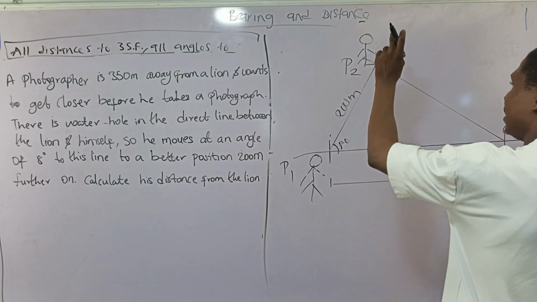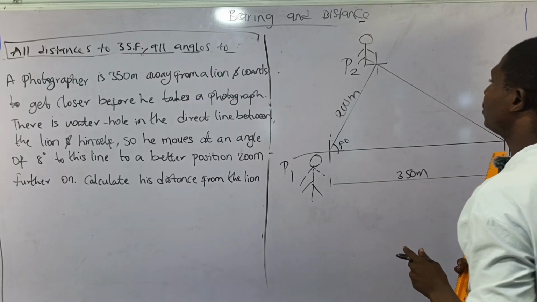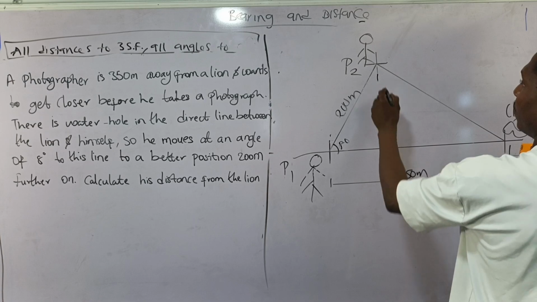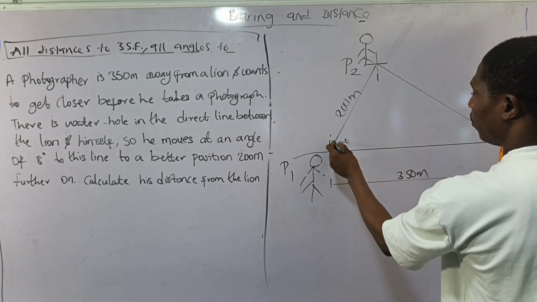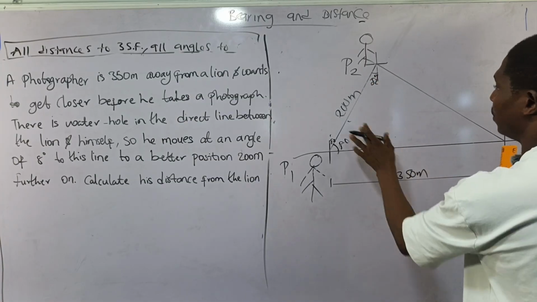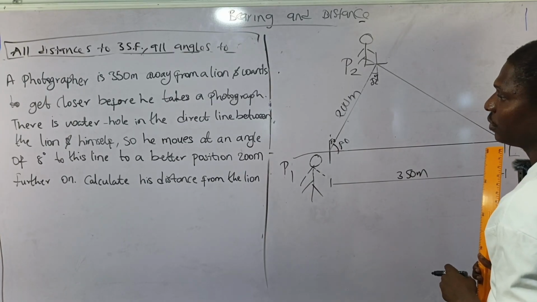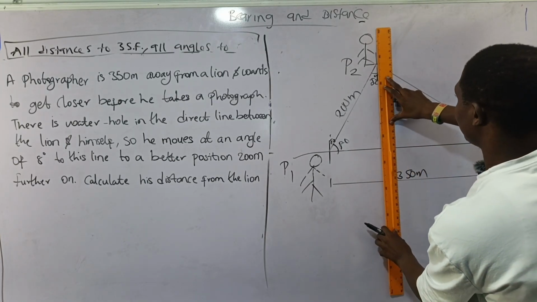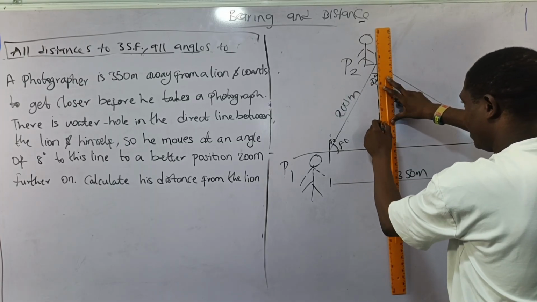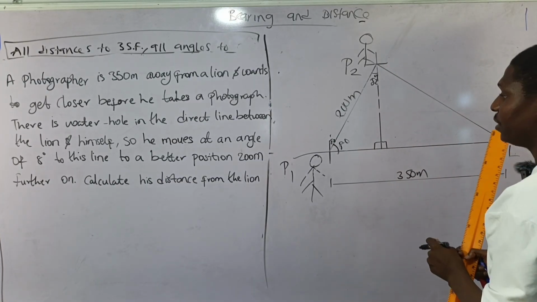Now they said, calculate his distance from the lion. The distance is therefore P2 to the lion position. Let the lion position be L. So how can I get this? I already know that if this is 8, this should be 82. So here should be 82. Now I know my total distance. You agree with me that this is a perfect vertical line, which I can bring down. So this will be a right angle. This will also be a right angle. If this is 90 degrees, then here must be 90 degrees.